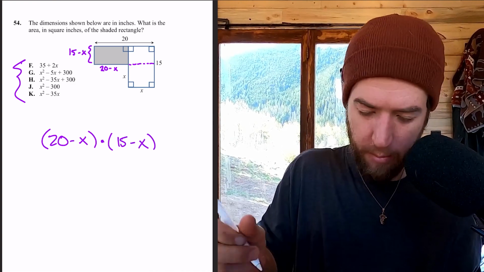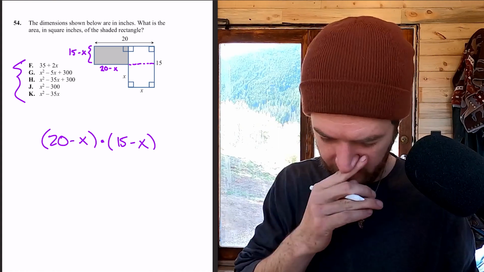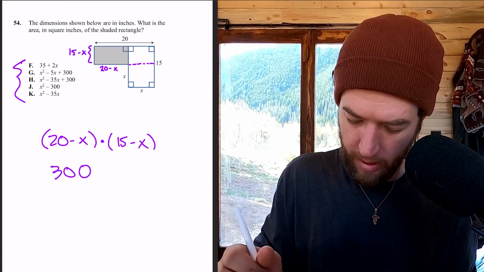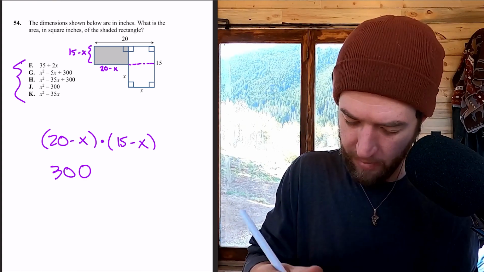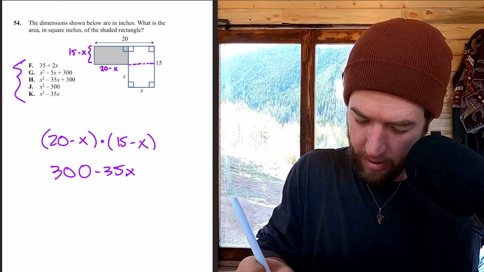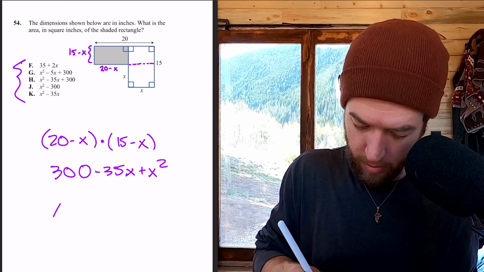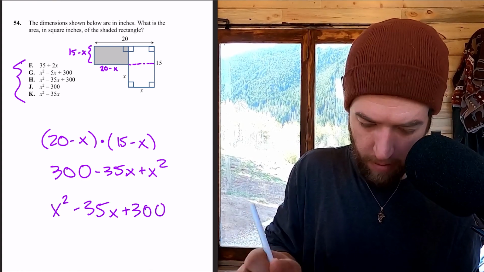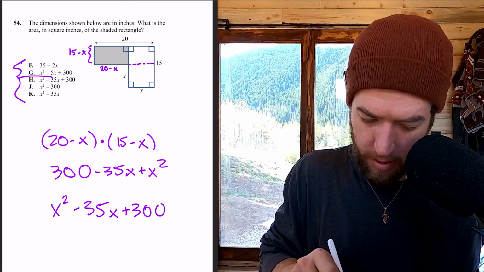Sometimes it pays to just kind of mark it up, but we have to simplify now. So 15 times 20 is 300. And then we have minus 20 x's minus 15 x's is minus 35 x's plus x squared. So x squared minus 35x plus 300, is that an answer? x squared minus 35x plus 300, answer H.